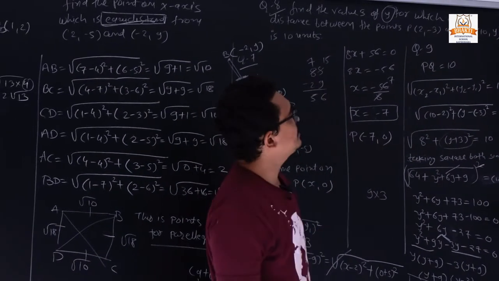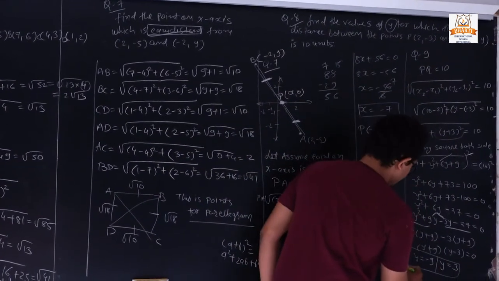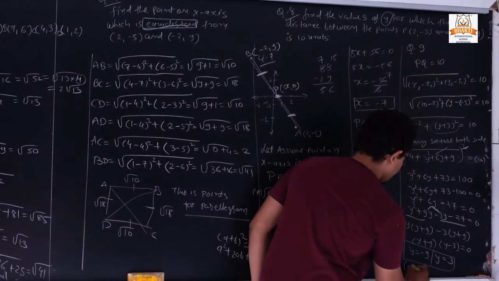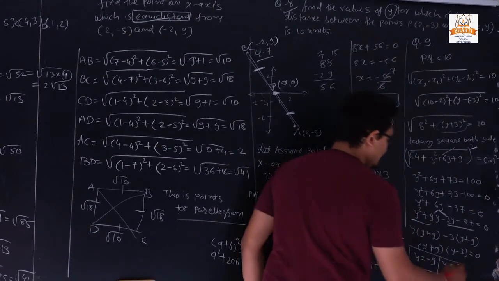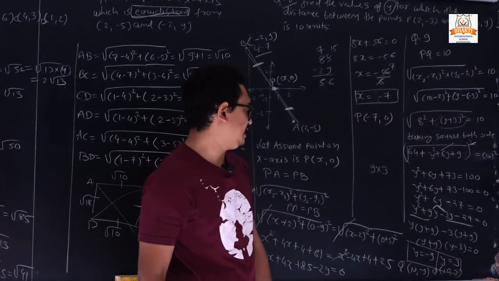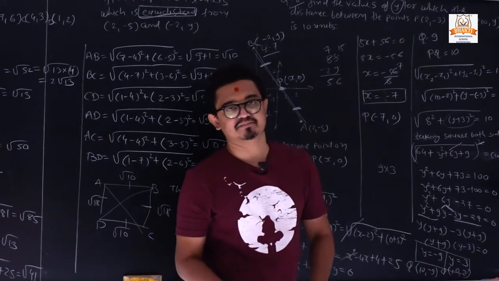So what is our point? Clear? What is our point? Q is equal to 10 comma minus 9 or Q is equal to 10 comma 3. We have two points, either 10 comma minus 9 or 10 comma 3.